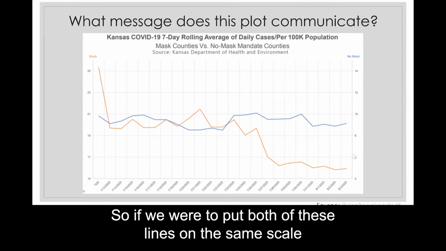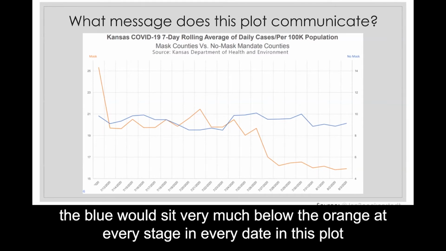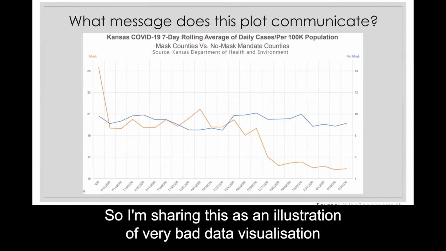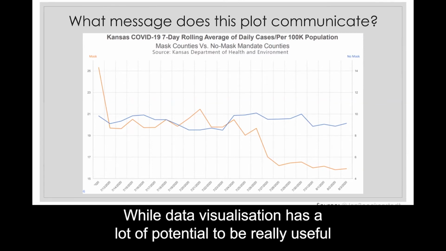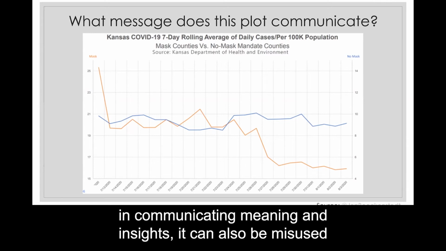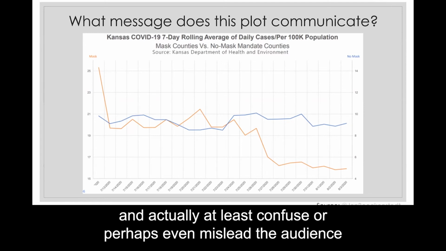So if we were to put both of these lines on the same scale, the blue would sit very much below the orange at every stage, at every date in this plot. So I'm sharing this as an illustration of very bad data visualization. Whilst data visualization has a lot of potential to be really useful in communicating meaning and insights, it can also be misused and actually at least confuse or perhaps even mislead the audience.